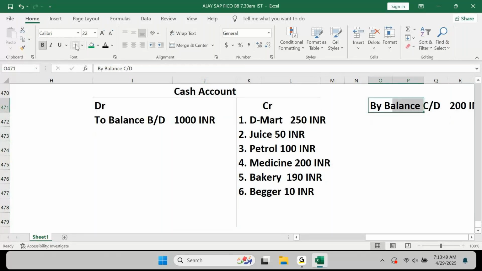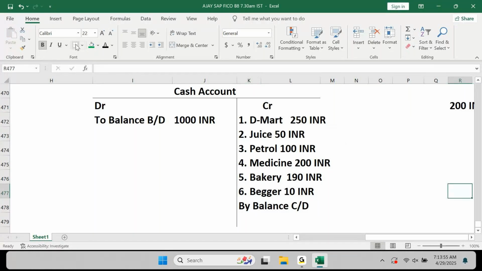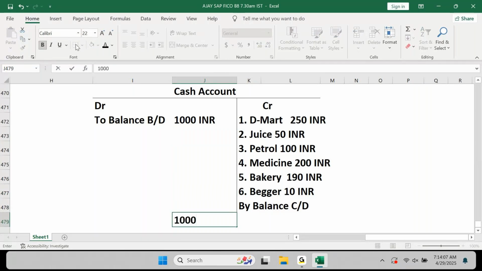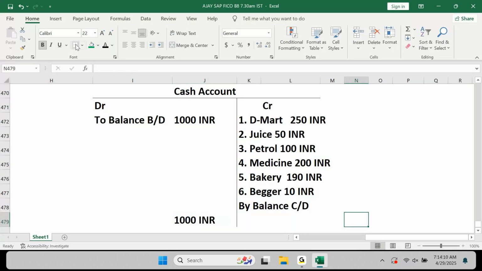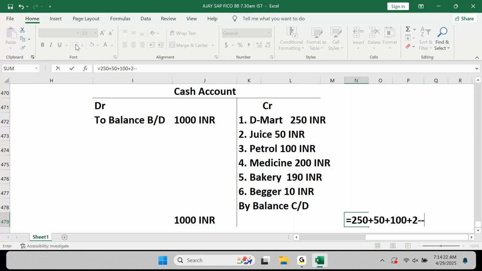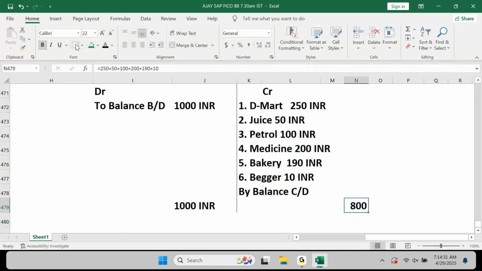Now after this, if I have to put the closing balance, what will I put? I will have to do a total. When I do a total, I will check, okay, my debit balance is 1000 rupees. My credit side, I will check, 250 plus 50 plus 100, 200, 190 plus 10. This is becoming 800. 1000 minus 800, 200.